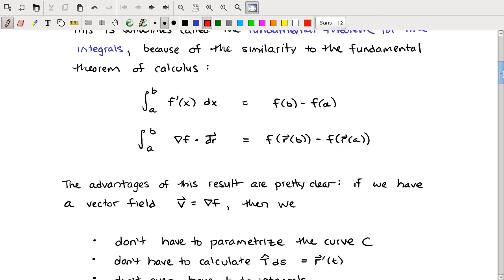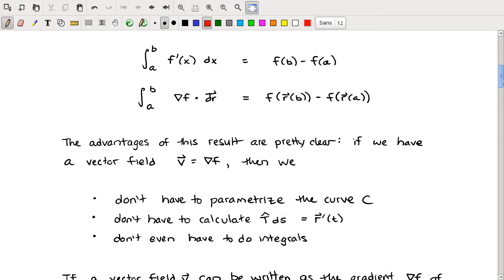So this is nice for all the reasons that Calculus 2 was nice. If we can find this function f, or if we know this function f, which is used to obtain a vector field V, then we no longer have to parameterize the curve along which we're integrating. We don't have to calculate other things related to that parameterization, like r prime of t, which is T hat ds. And in fact, if we know f, we don't even have to do any kind of integrals whatsoever. In this sense, f is like an antiderivative of V. It's almost like an anti-gradient, you could call it maybe. And if you have that antiderivative, then you don't have to do the integrals, which is exactly what we saw in Calculus 2.